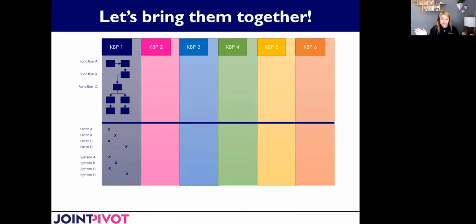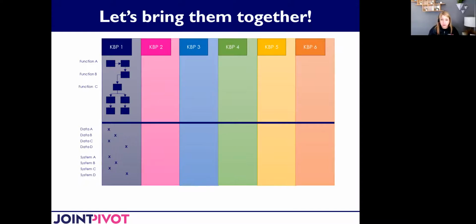So we have our 5 to 7, in this case 6, key business processes across the top, which we would consider our value stream. Then we'll be going over each of the specific tasks that happen in each one of those key business processes. And while we are doing that, we're going to be identifying what function is responsible for each one of those tasks. So in this example, you can see we've got boxes that are listed next to function A, function B, function C, whatever functions might be applicable in your organization.